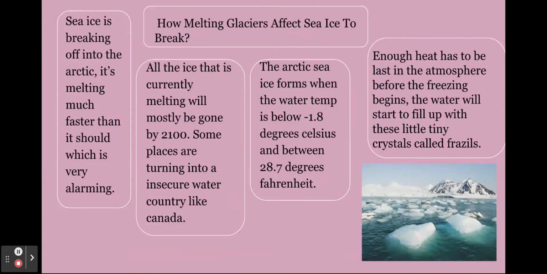The Arctic sea ice forms when the water temperature is below negative 1.8 degrees Celsius, or 28.7 degrees Fahrenheit. Enough heat has to be lost in the atmosphere before the freezing begins. The water will start to fill up with little tiny crystals called frazzles.